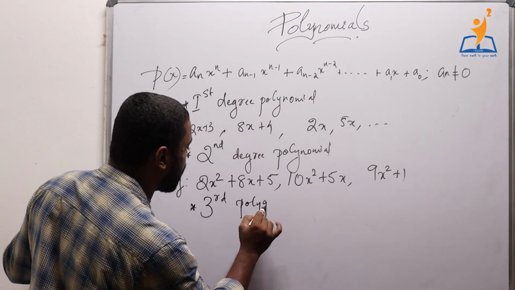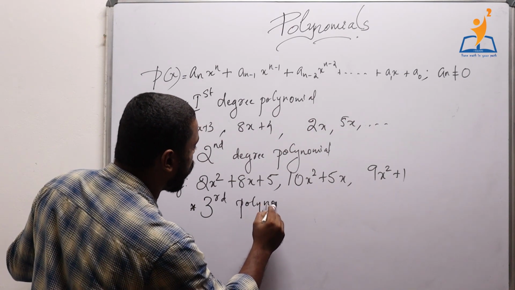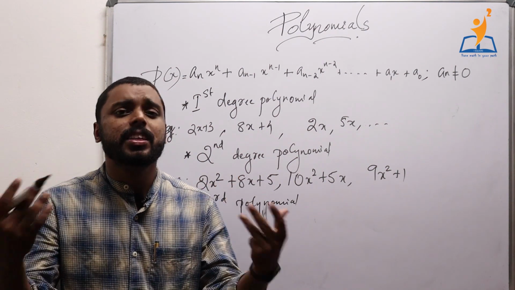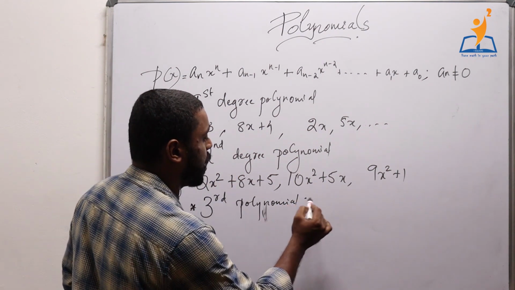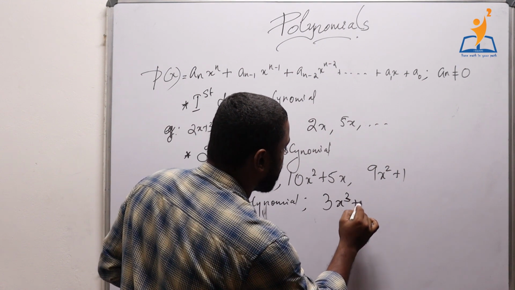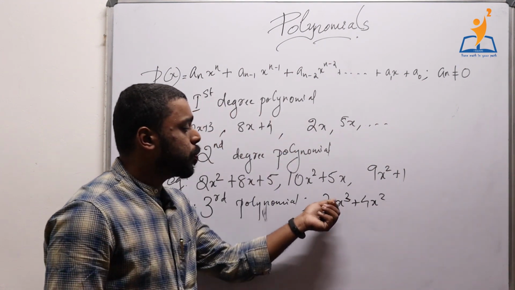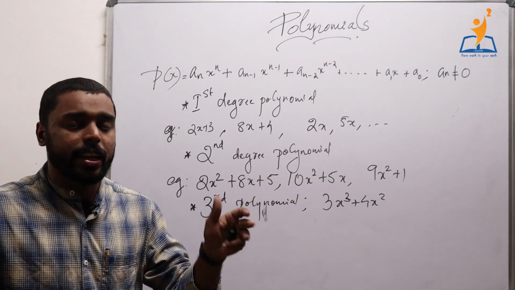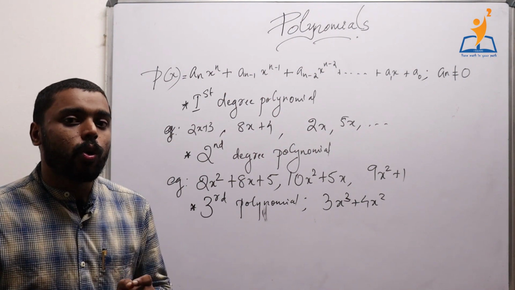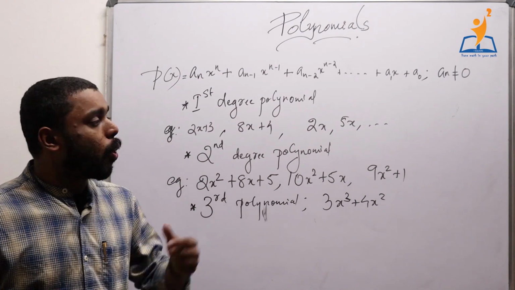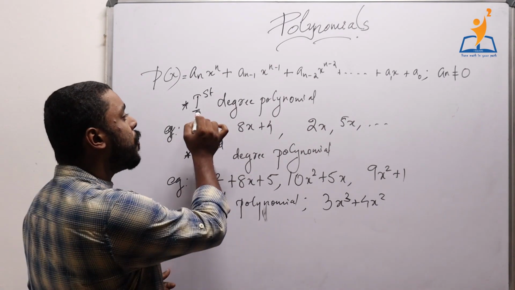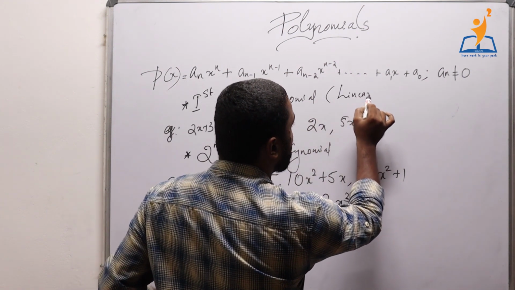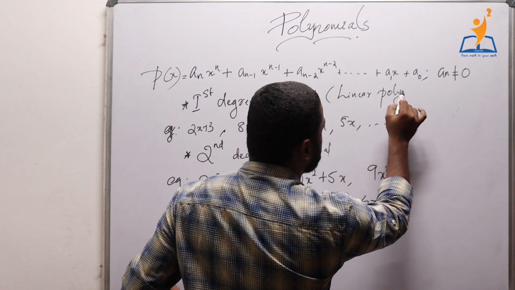What is the definition of a third degree polynomial? Any polynomial with degree 3. We can give various kinds of examples for that. For example, 3x cube plus 4x square. Here the highest power of the variable is 3. It is a third degree polynomial. Similarly, we can give various examples. Also, we give another name to these kinds of polynomials. For a first degree polynomial, we can also call such polynomials linear polynomials.